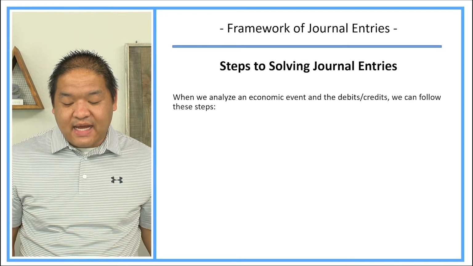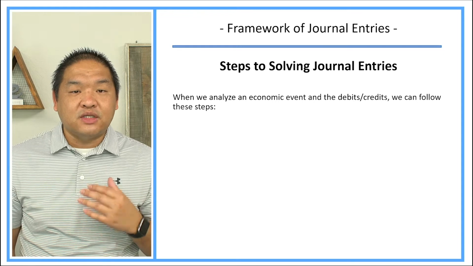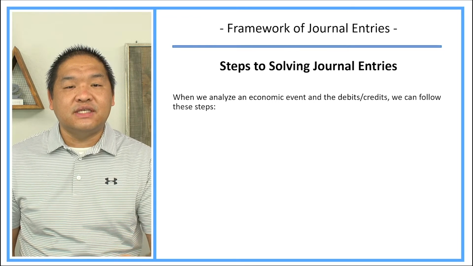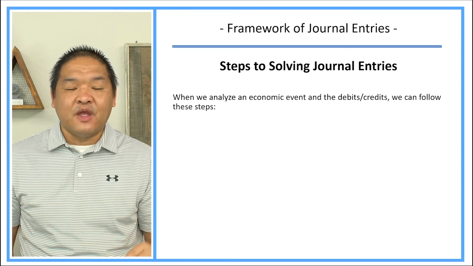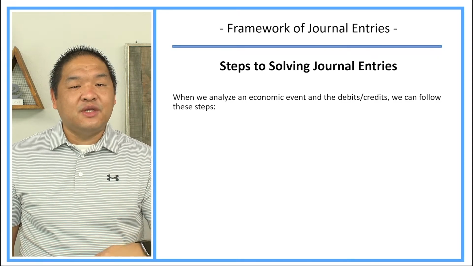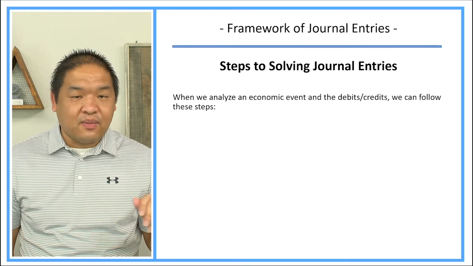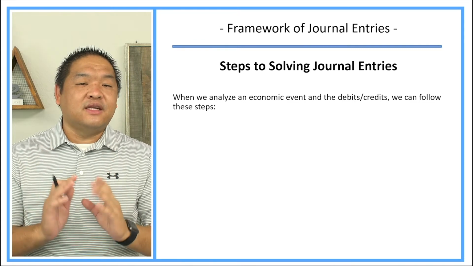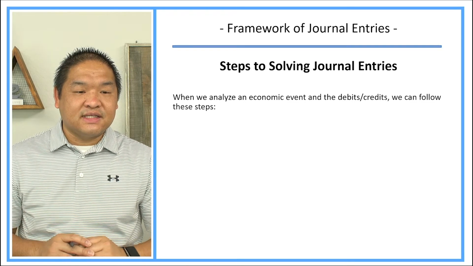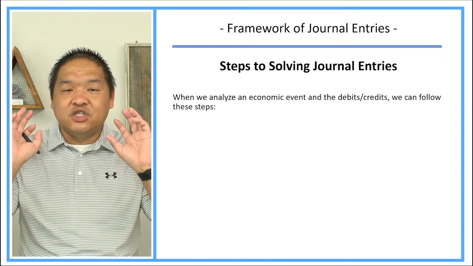Now, when we analyze an economic event and the debits and credits, we can follow these steps. So when we talk about how we do journal entries, these are the 6 steps you want to follow at the very beginning. When you get good at this, you're going to be doing all of these so quickly in your head that you won't even do step 1, 2, 3, 4, 5, 6. You'll just do them. So when you're first starting to learn how to do journal entries, follow these 6 steps. And then when you get better and better, you don't even need these 6 steps. You can just do them.